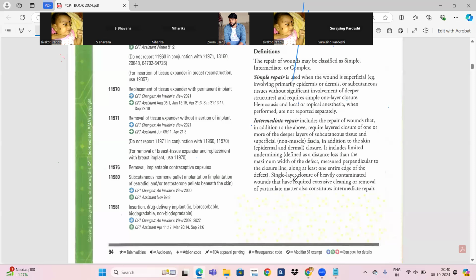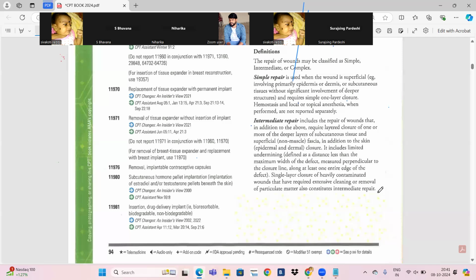Single layer closure of heavily contaminated wounds that have required extensive cleaning or removal of particulate matter also constitutes intermediate repair, which means that wound was heavily contaminated. If they did extensive cleaning, generally when you are closing the wound, they will clean the wound. It is a common thing. Like they will do sterilization on the wound, but if it is heavily contaminated, then they will do some workup, then they extensively clean the wound.